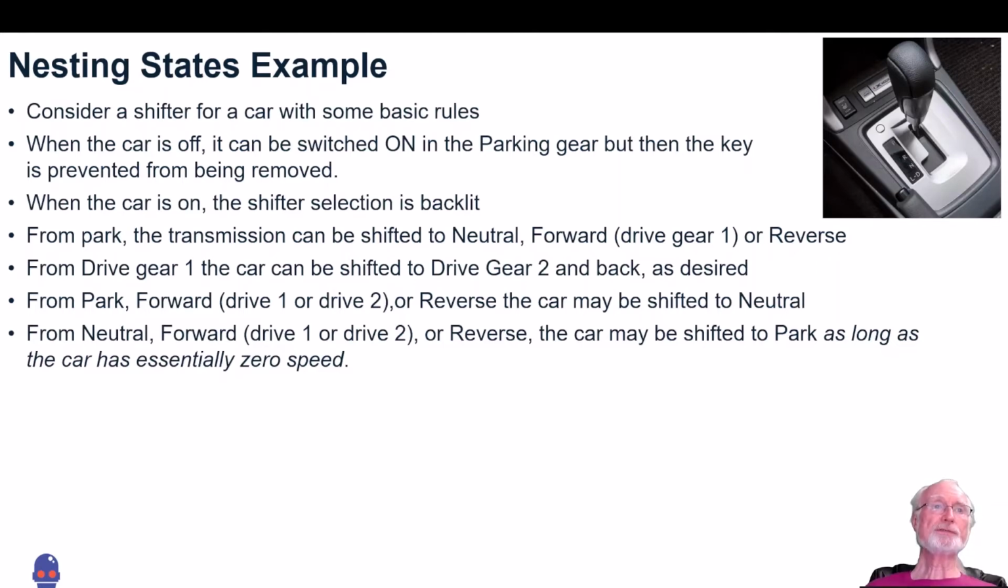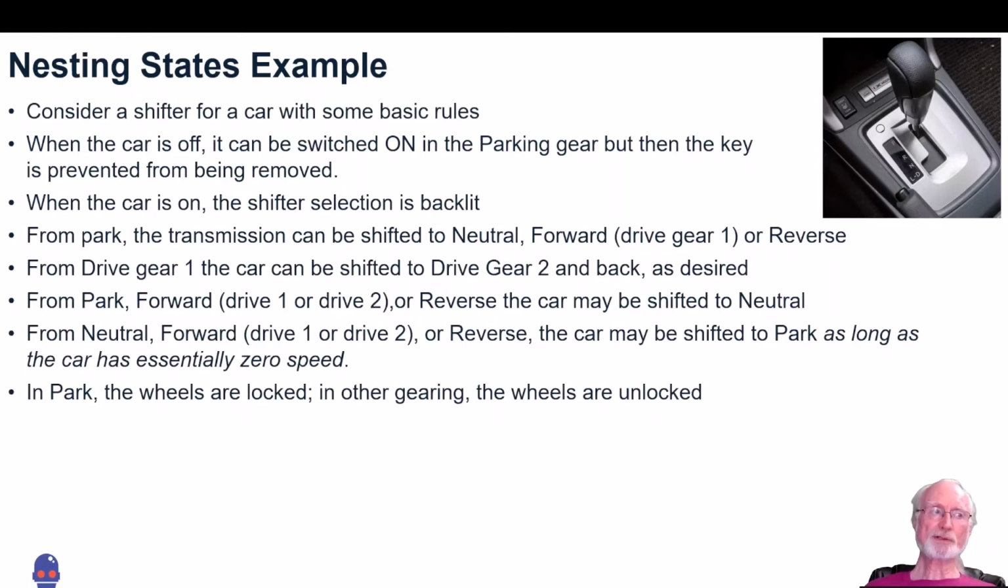You wouldn't want to shift into park and lock the wheels if you're going 80 miles an hour. It would be bad. So essentially 0 doesn't mean it's exactly 0. It could be a tenth of a mile an hour, a half a mile an hour, whatever 0 seems like. But as long as it's close enough to be considered 0, we can then shift from any of those gears to park.